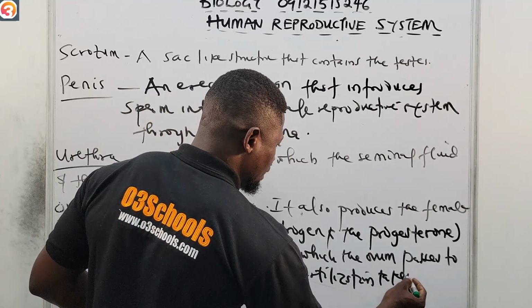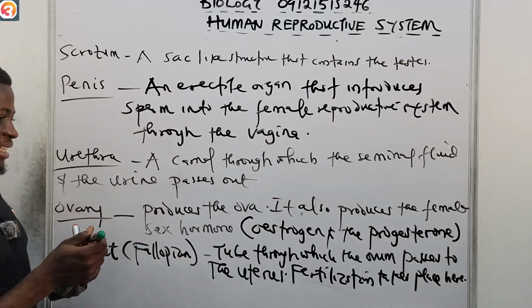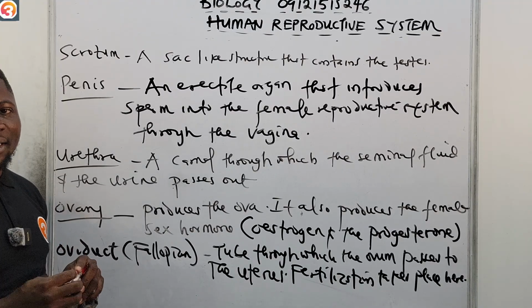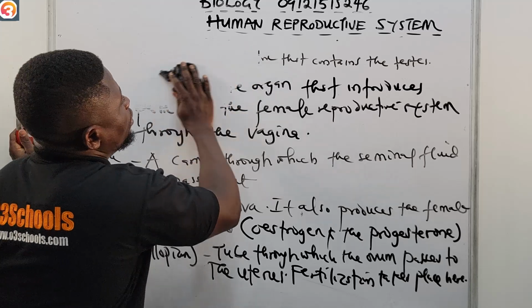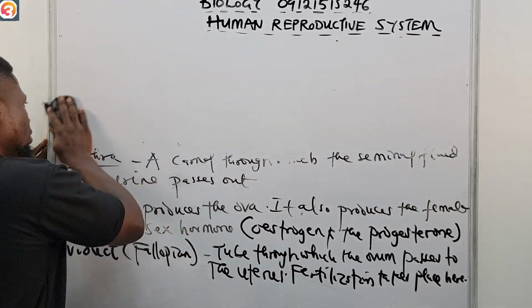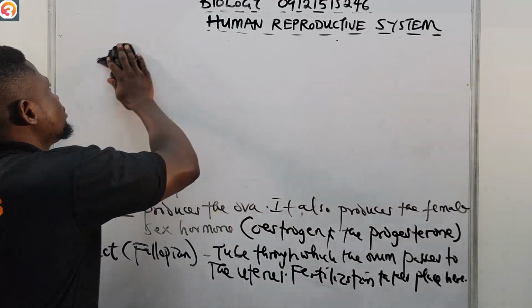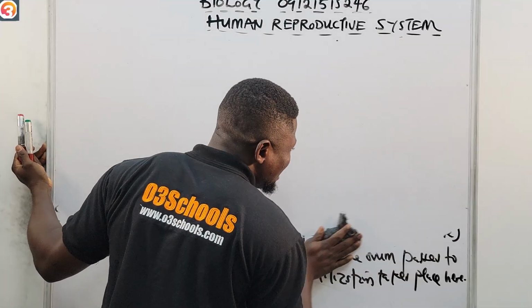Fertilization takes place here. So that is the oviduct, or the fallopian tube. Now let us see the vagina. We know what the vagina is for. That is where the penis is inserted. So the vagina is where the penis is inserted.